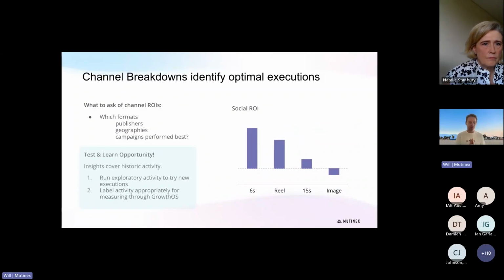And then within each channel, it's not just about spend, it's about how you're using it. So diving into this in a bit more detail, within every channel, you should be able to break it down through an MMM to say, what if I use 6-second assets? What if I use reels or 15 seconds or a static image? How did that perform? Likewise, looking at publishers, geographies, looking across your past campaigns. This is going to give you a bit of a meta-analysis of everything that you've run in the past and what's worked the best for you, and then starting to lean towards those best performing executions going forwards.